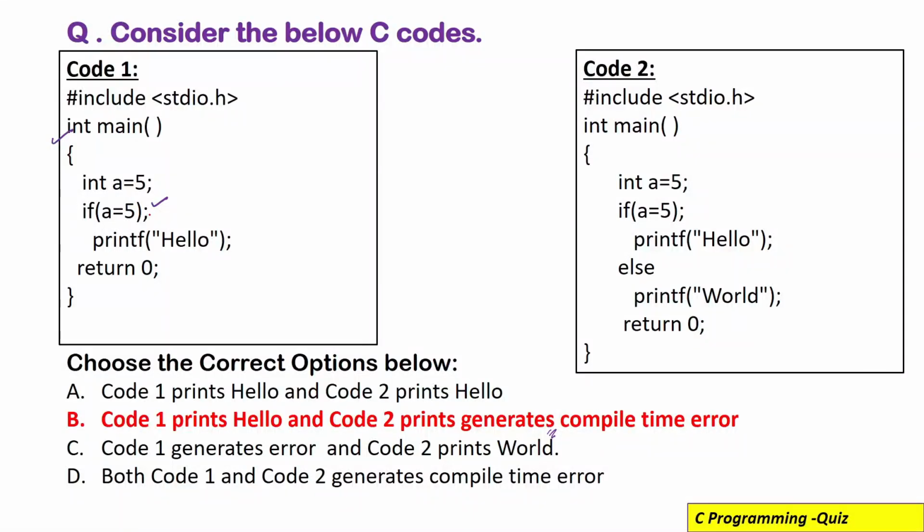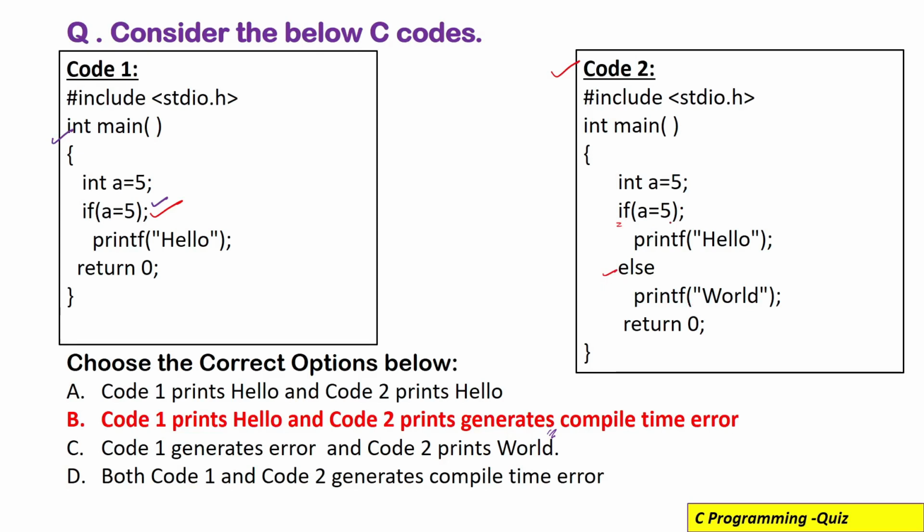Now one thing to note here is that generally we do not put a semicolon after if. But if it is given, then we have to apply the logic and accordingly find the solution. Now let's see code number 2. Inside code number 2, the difference is that after if we have used an else part also, and inside else we are printing world.